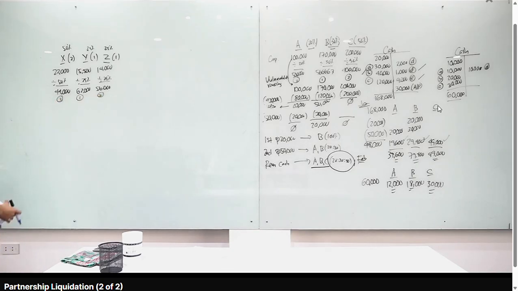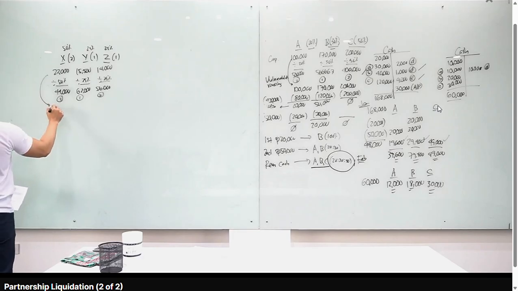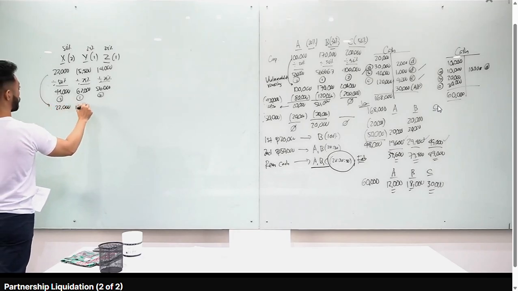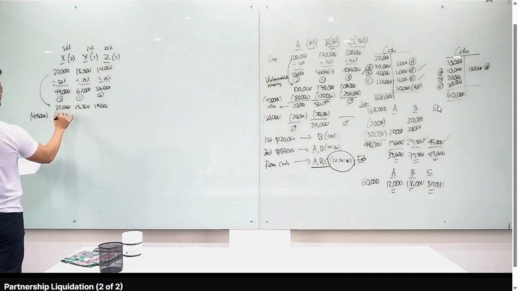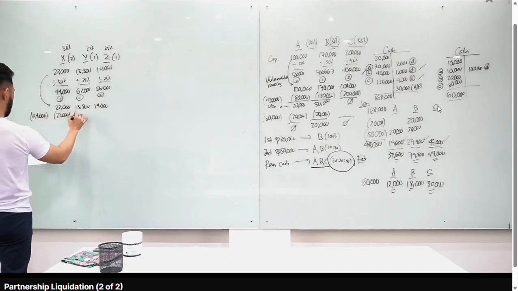Yung least vulnerable si Y. Okay, copy-paste: 22,000, 15,500, and then 14,000. And then, eliminate natin si X. Paano natin eliminate sa X? Mag-multiply tayo ng 44,000 to the 3 partners. 44,000 times 50%, 22,000. Okay, 44,000 times 25%, this is 11,000.